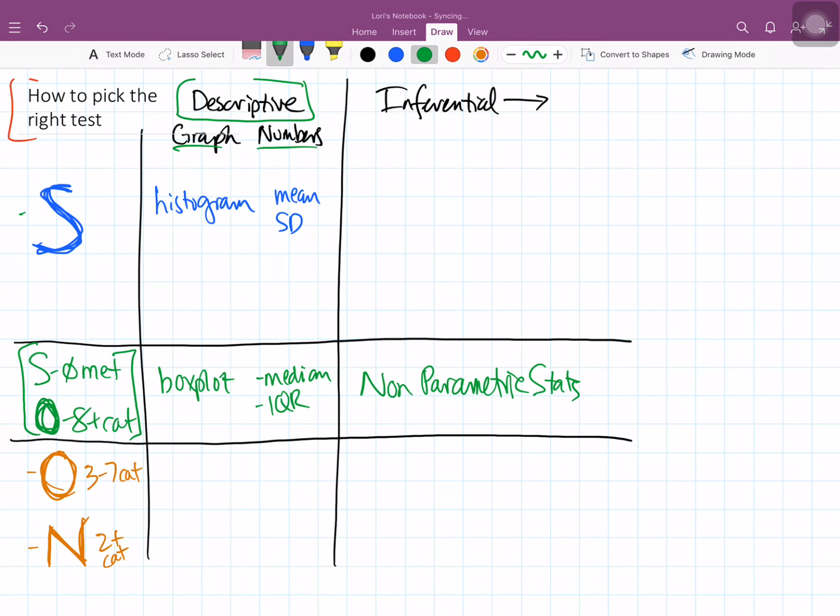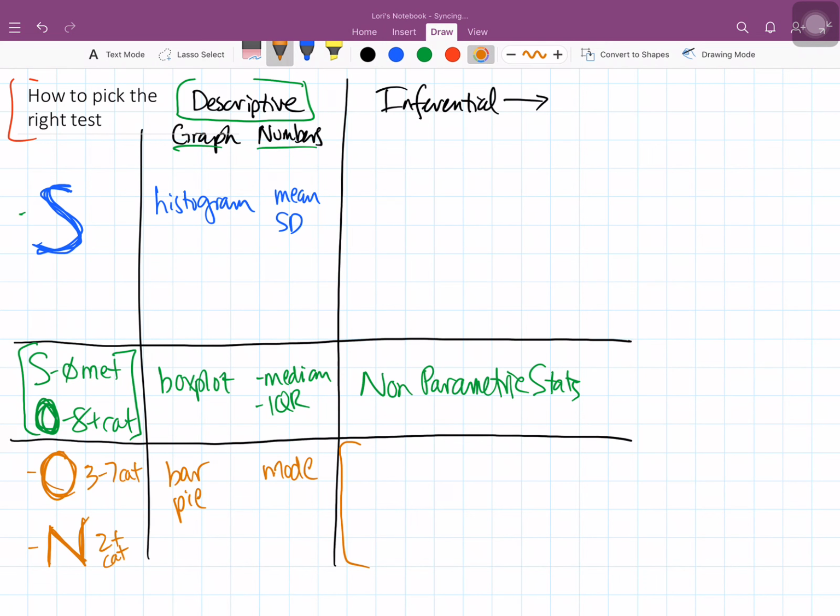When we get down here to the nominal with 2 categories and ordinal with 3 to 7, 2 or more, ordinal with 3 to 7, and this is where we often will make bar charts, pie graphs, and we think about the primary measure of location is mode, like which one of those categories is the most common. And we'll actually be learning a lot of the statistics that go down in this area right now.